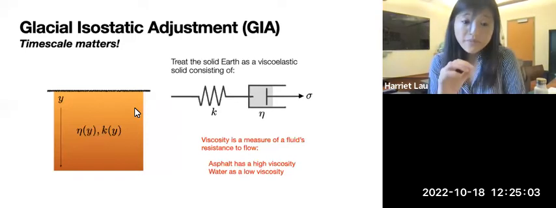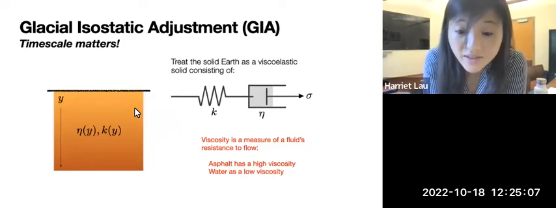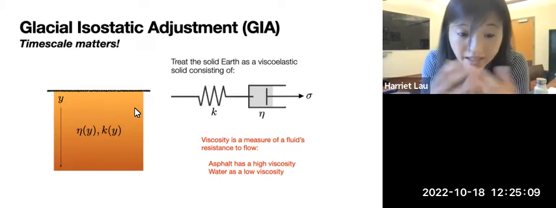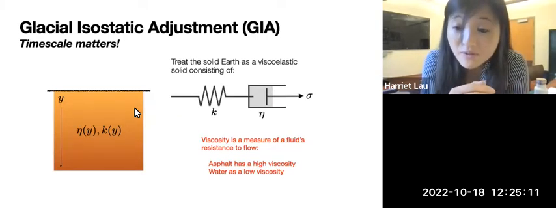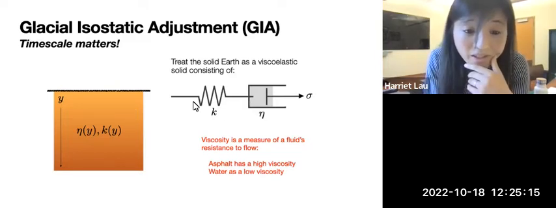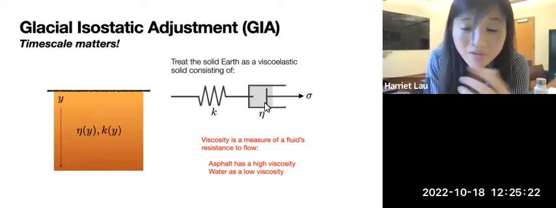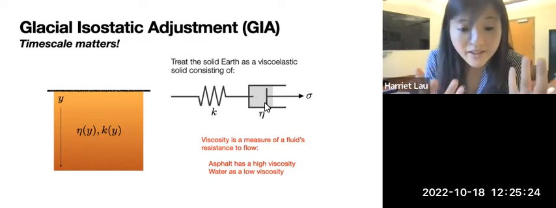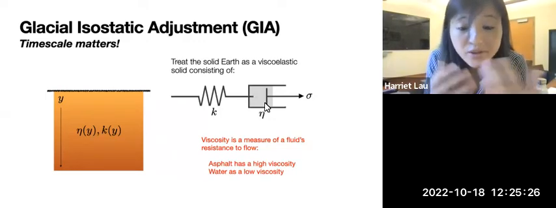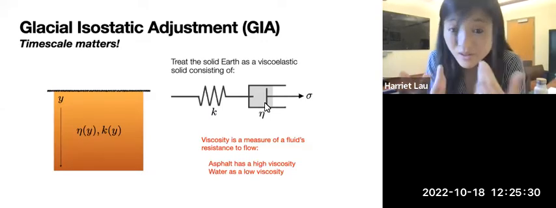And so how geophysicists model glacial isostatic adjustment is that we think of the Earth as a viscoelastic solid, consisting usually of an elastic spring and a viscous dashpot in series. Eta here will be the symbol for viscosity throughout the talk. Viscosity is simply a measure of a fluid's resistance to flow. So high viscosity fluids will flow slowly, like the mantle, which really creeps.